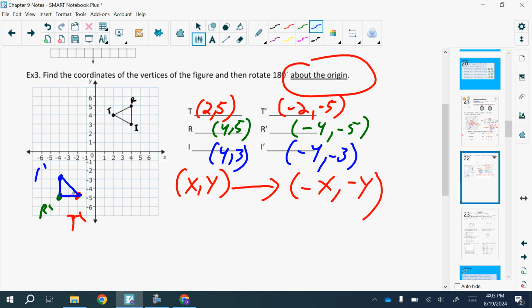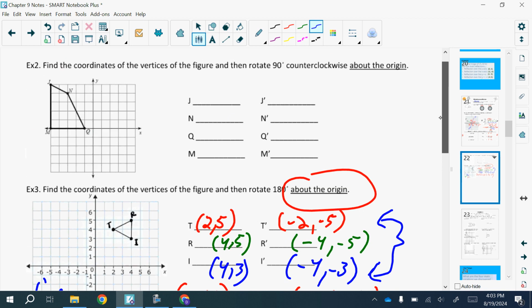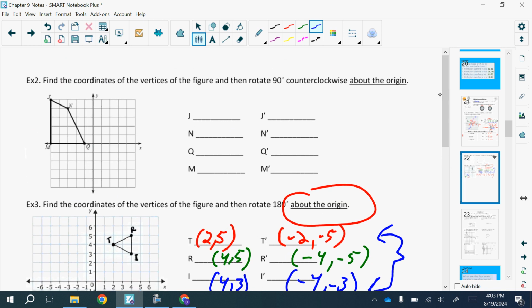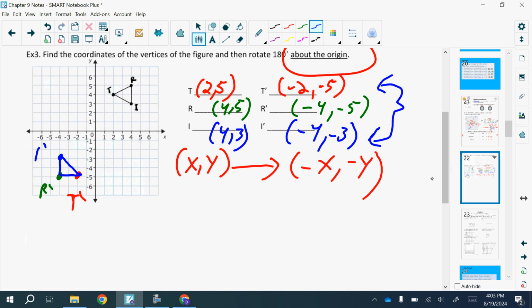Okay, draw your triangle, and we are done. Again, these are the new points. You just change them all from (x, y) to (-x, -y). And that is it. I recommend trying example 2 on your own, but that is it.